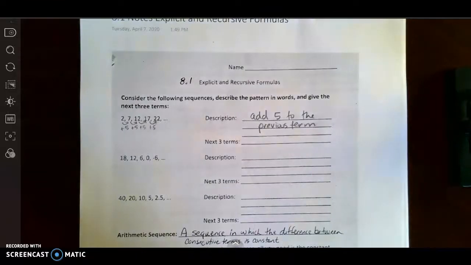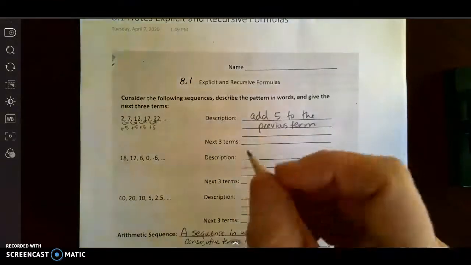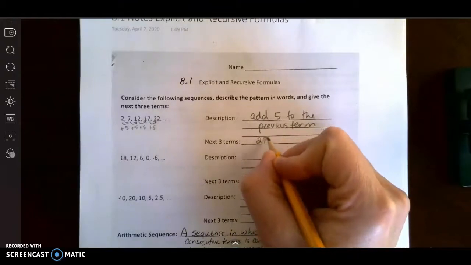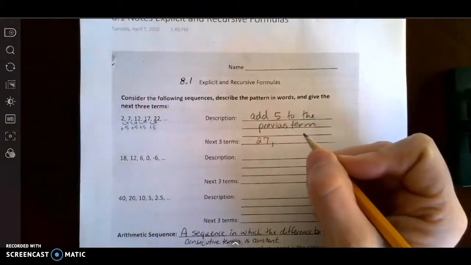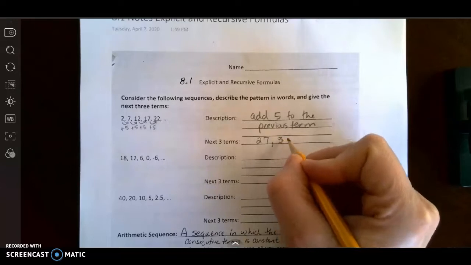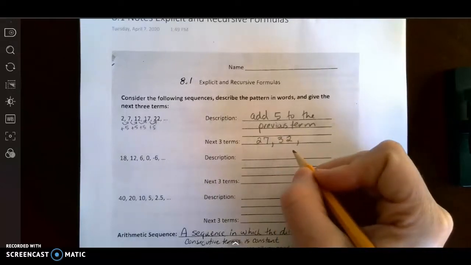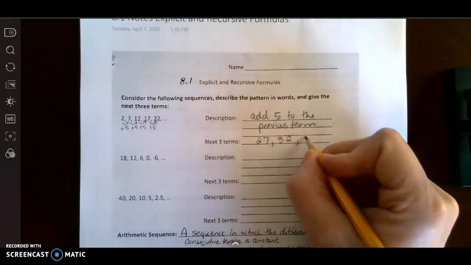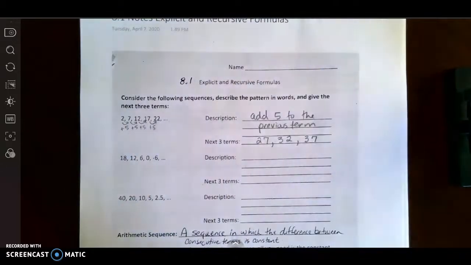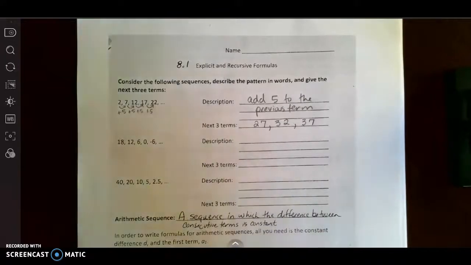So my next 3 terms, if I add 5 to 22, I get 27. If I add 5 to 27, I get 32. If I add 5 to 32, I get 37. Let's look at my next sequence.